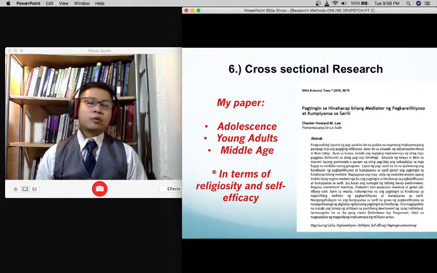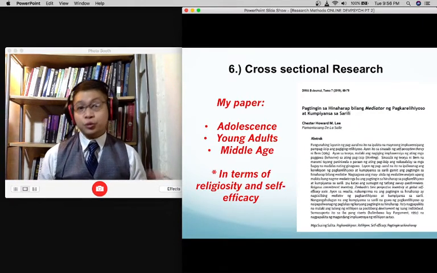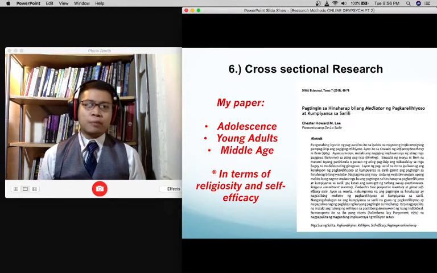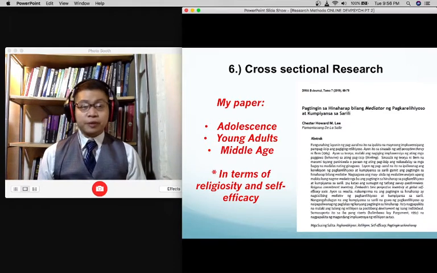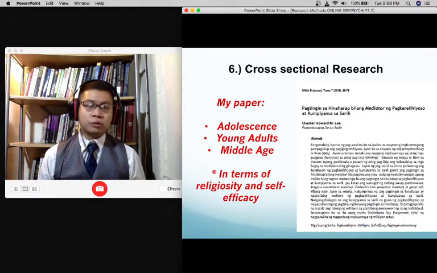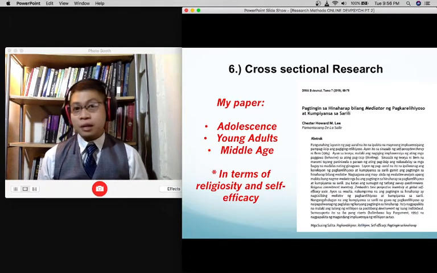One example of cross-sectional research that I want to introduce is none other than my research paper. In fact, this research paper that was published last year was my thesis. Okay? So remember, my master's thesis is on developmental psychology. So of course, yung thesis ko dapat may kinalaman sa DevPsych.